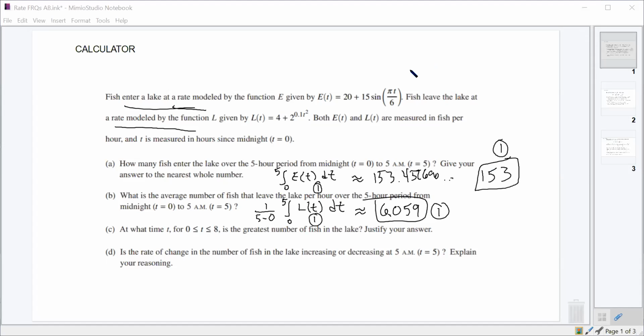Yeah, it doesn't specifically say anything about the units, so we could say fish. We could say fish per hour. No, that's not fish per hour. That's just fish also. But if it doesn't specify units, you don't have to put units.